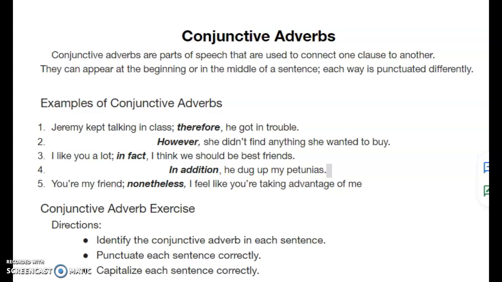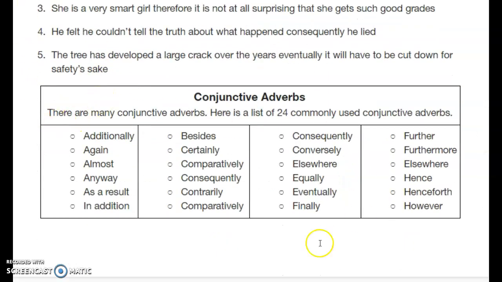Hi everyone, so today we're going to look at conjunctive adverbs yet again. Remember that conjunctions in general join things, and conjunctive adverbs are used to connect one clause to another. They can appear at the beginning of the sentence or in the middle of a sentence, and depending upon where they are, they are punctuated differently.